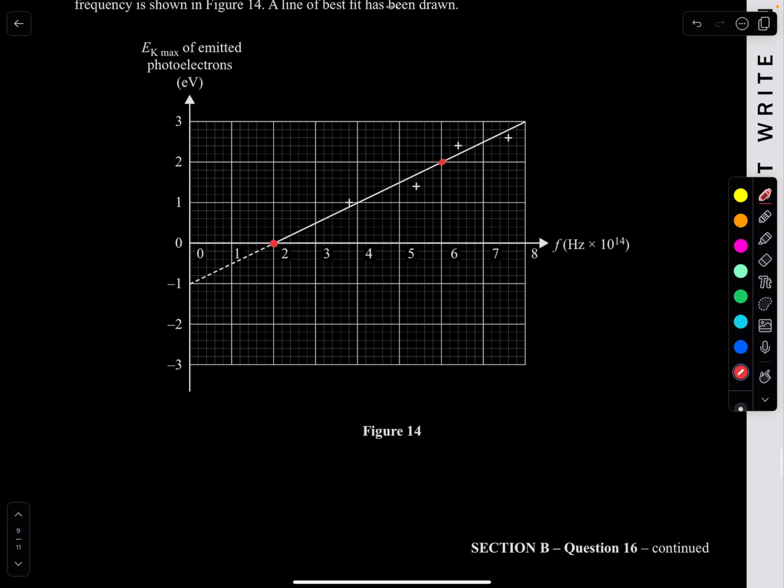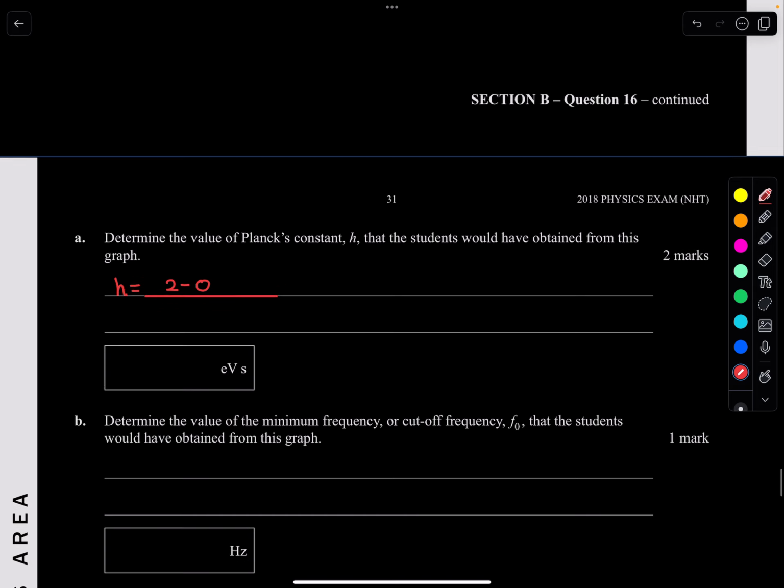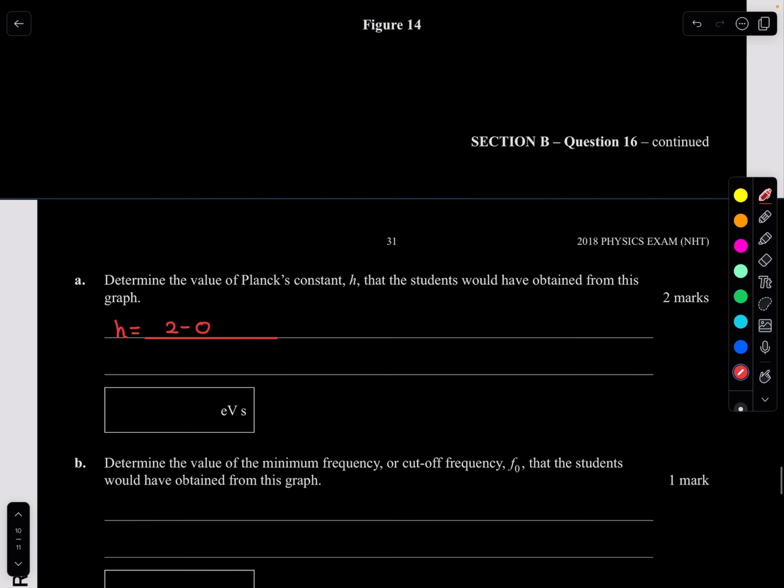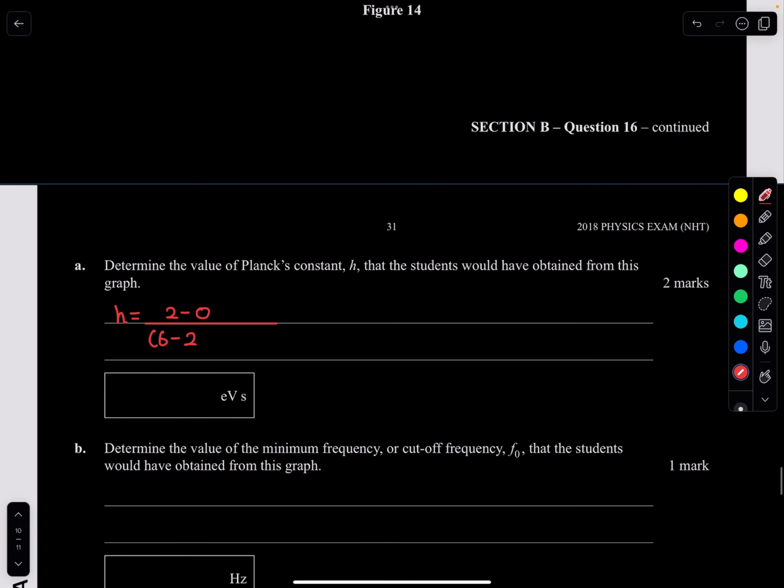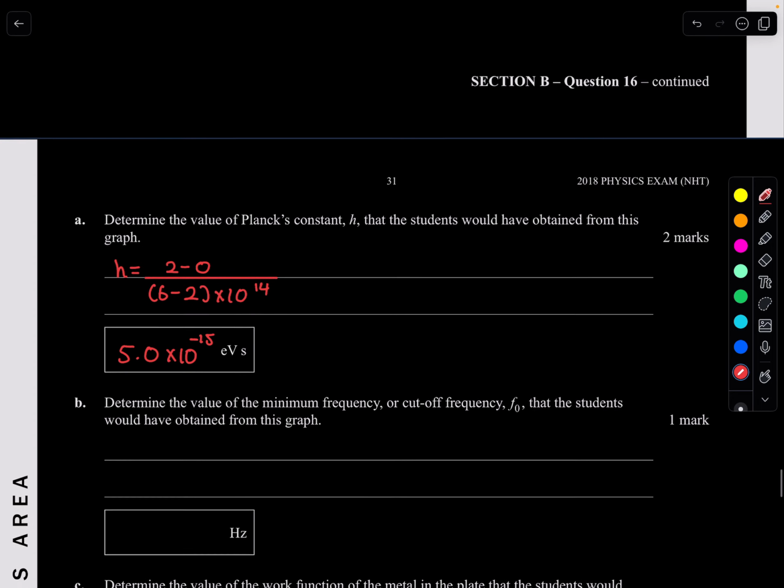So my gradient, which I'll write as h because it's Planck's constant, is 2 minus 0 over 6 minus 2, times 10 to the power of 14. That's going to give me my Planck's constant. 6 minus 2 is 4 times 10 to the power of 14. Basically, it gives me 5.0 times 10 to the power of negative 15 electronvolts. Beautiful. Easy. That's your Planck's constant.